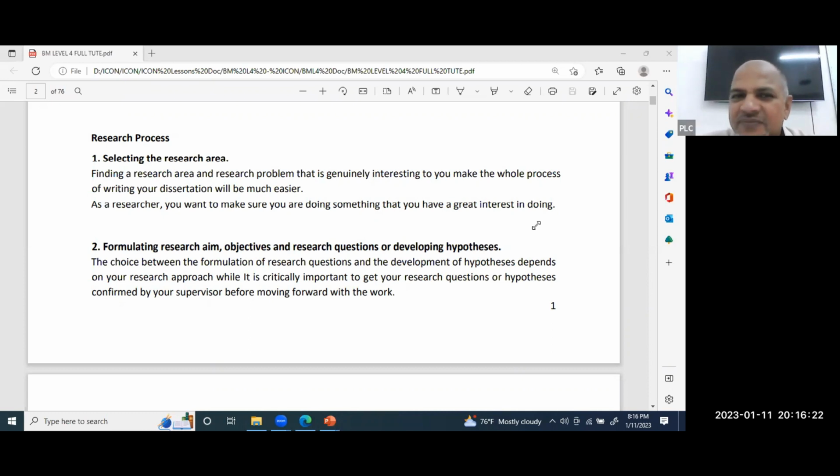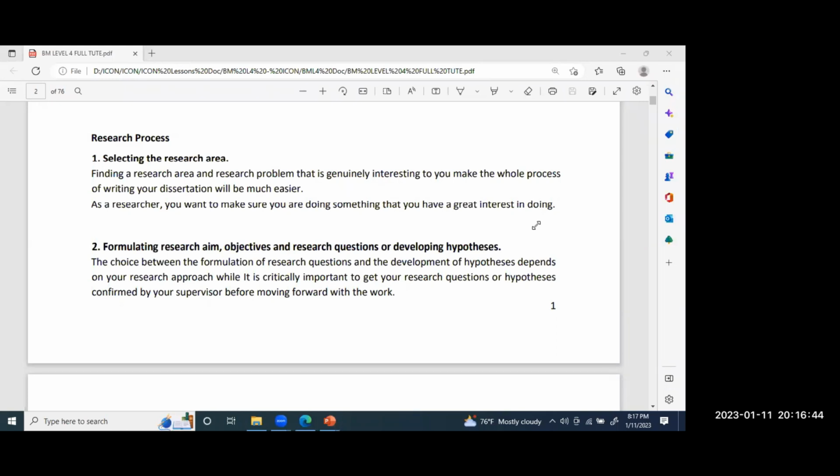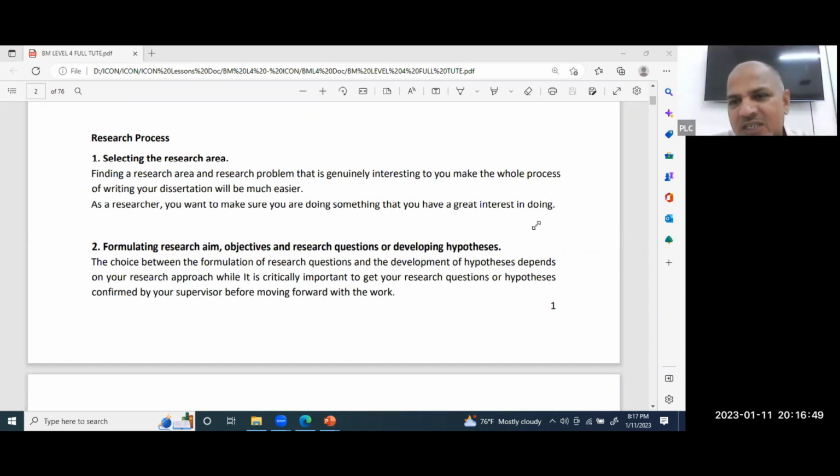You understand? Now, the wider business area is narrowed down to HR. In HR, in which area are you going to do research? Training and development. So you are very much interested in training and development. You go and do the research on that subject. You are clear now? Select the research area. You understood the first one? Yes, sir.